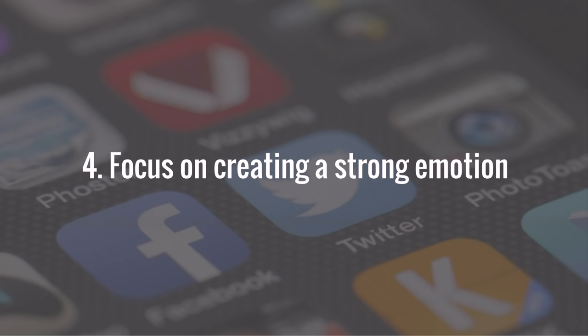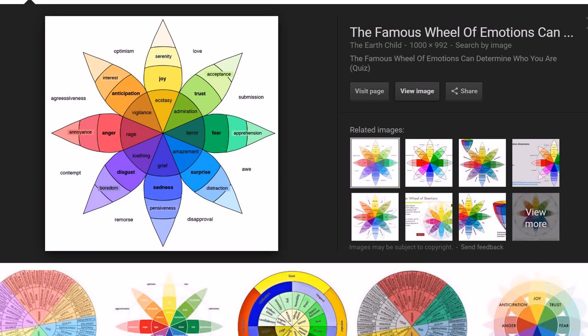Number 4, focus on creating a strong emotion. People don't make logical decisions. People make emotional decisions most of the time. So there is actually a wheel created, and it's very comprehensive. It really covers the main emotions and the branches of our human emotions, with the foundation being around sadness, disgust, anger, anticipation, joy, trust, fear, and surprise.